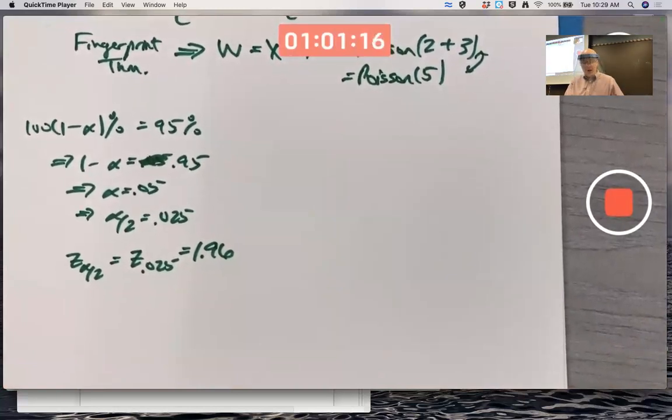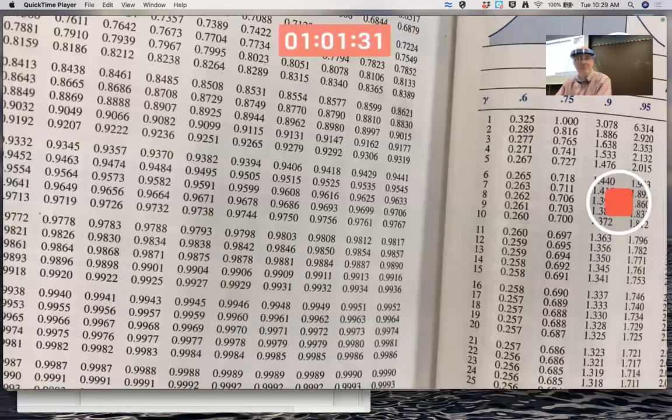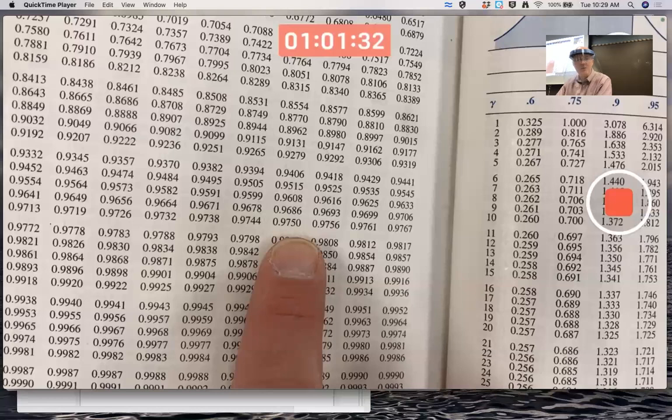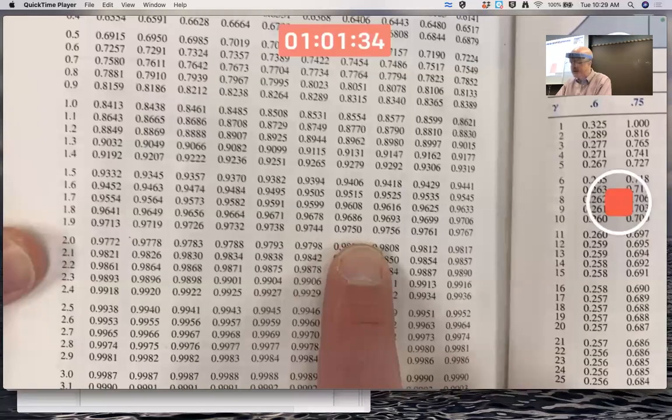Which you probably have memorized, but you could look it up if you needed to. With a table, a standard normal table, you'd be looking for an area, a CDF value of 0.975. 0.975 right there corresponds to 1.96.